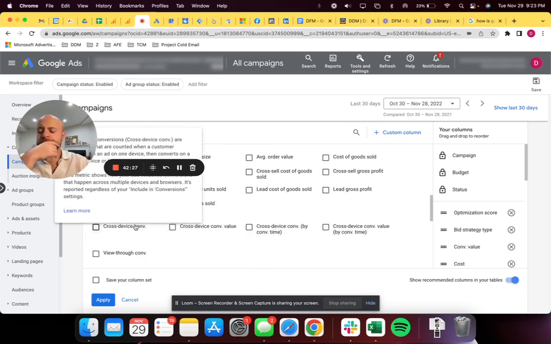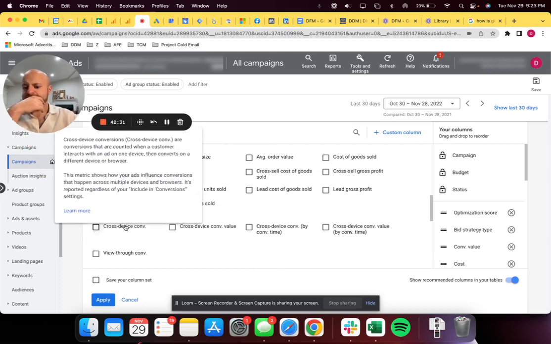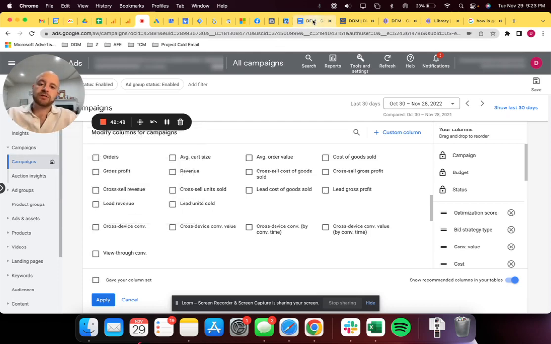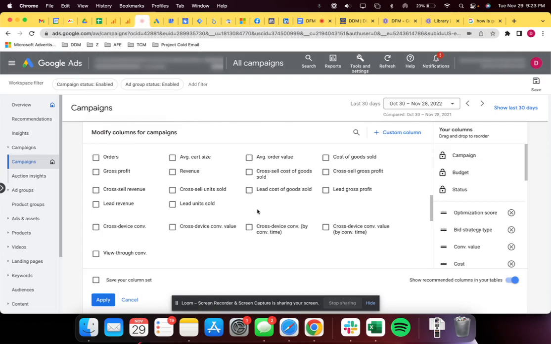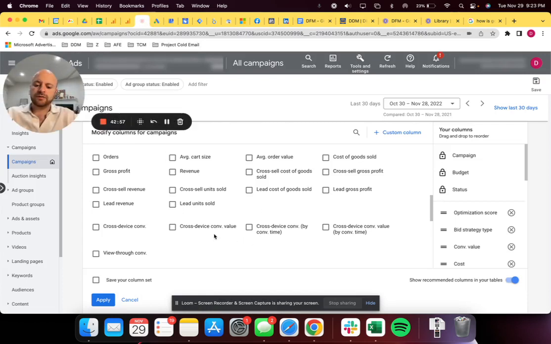Cross-device conversion might be cool. That might be very interesting. These are conversions that are counted when a customer interacts with an ad on one device and converts on a different one. The metric shows that your ads influence conversions that happen across multiple devices, regardless of your include in conversions settings. Cross-device, that's cool. Cross-sell, cross-device. Almost done with this video, guys. Wow. And then they have all the breakouts of it.